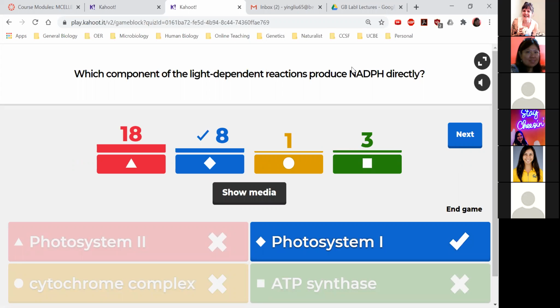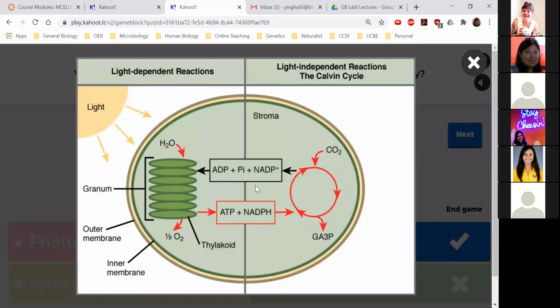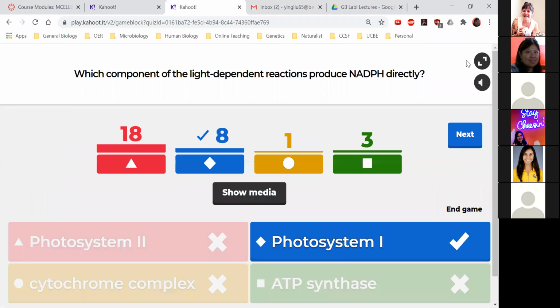Okay. Right. So the question is, which component of the light-dependent reaction produces NADPH? In the light-dependent reaction, this is just another diagram. We end up producing both ATP and NADPH, and of course oxygen. Remember, we talked about there are two photosystems. So which of these produces NADPH? The correct answer is photosystem 1.